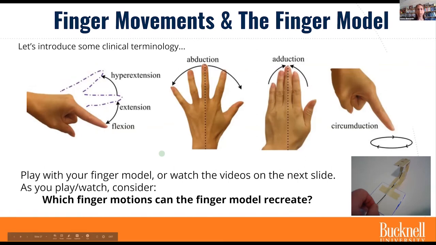And the other two are abduction and adduction, which we describe together because they sound so similar. And the way that we think about remembering abduction is spreading. Professor Wheatley likes to talk about it as if you're being abducted by aliens, you're being separated from people. So that's the spreading. And adduction is you're adding your fingers to the mass at the center. So adduction is bringing your fingers together. And the final motion here is circumduction, where you take a finger and make a whole circular motion.